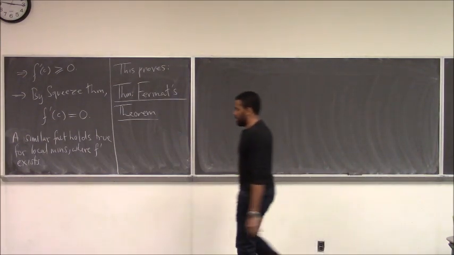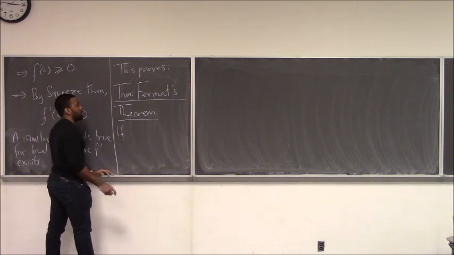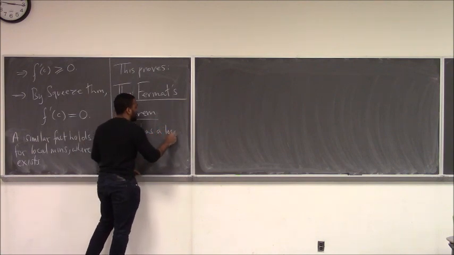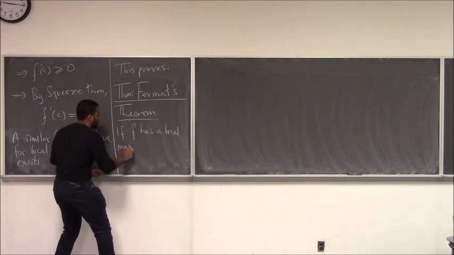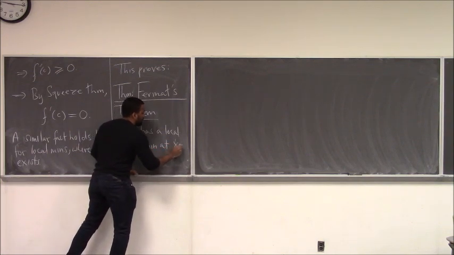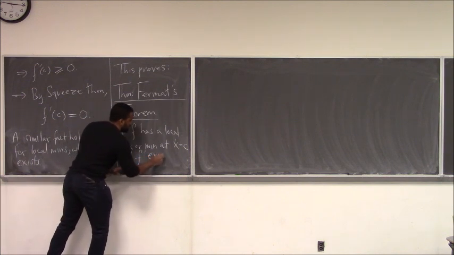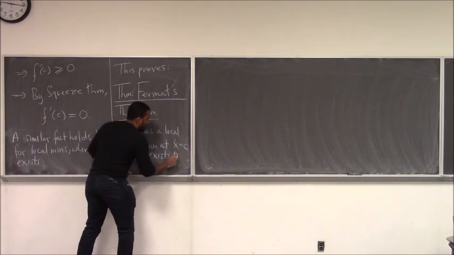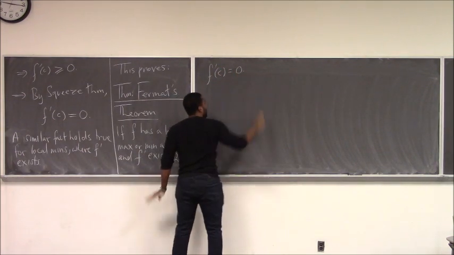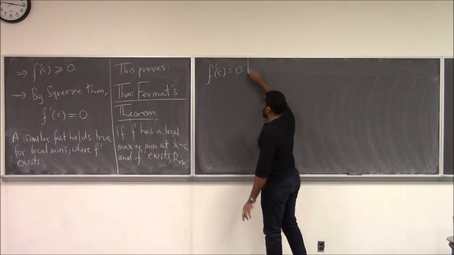But this is a different theorem of Fermat, and it basically says if f has a local max or min at x equals c, and f prime exists, then f prime of c must be 0. That's the statement of the theorem. That is Fermat's theorem.